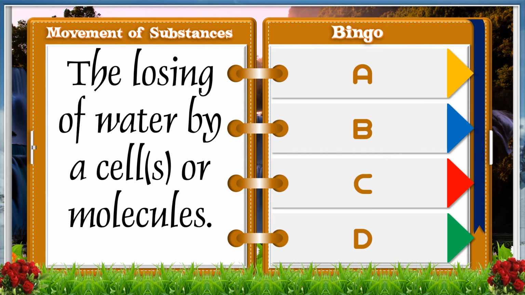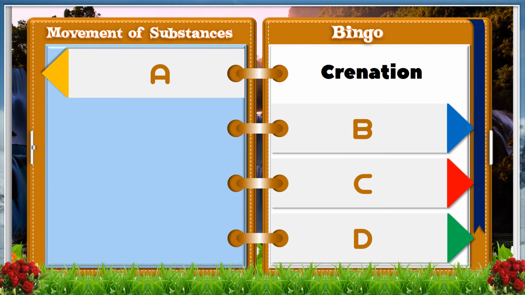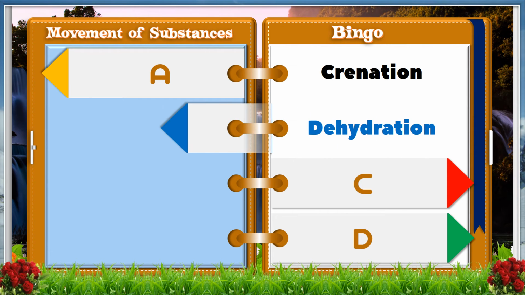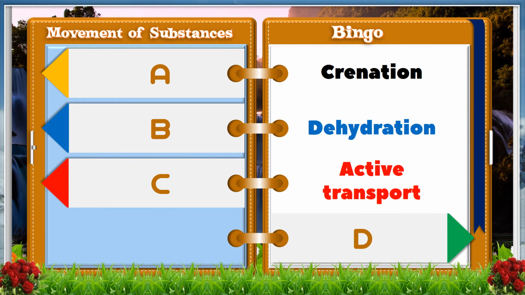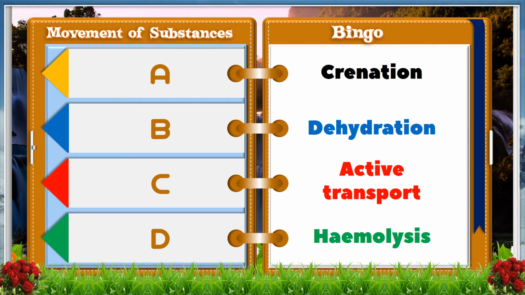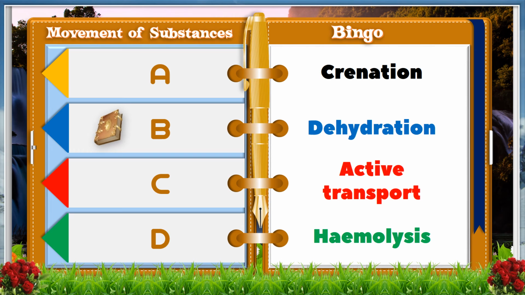The losing of water by cells or molecules. A. Crenation. B. Dehydration. C. Active transport. D. Haemolysis. And the answer is B. Dehydration.